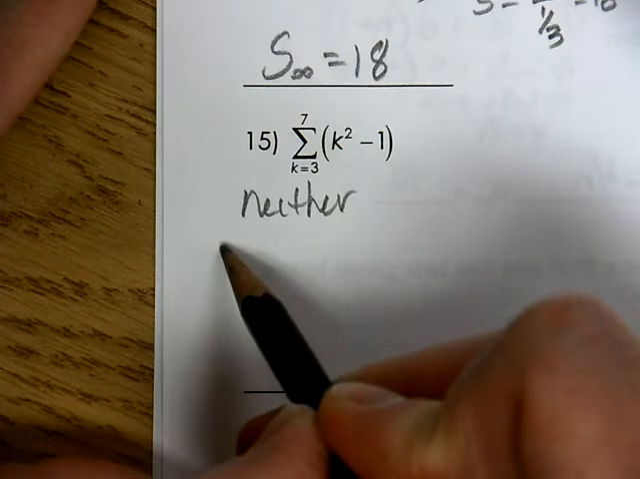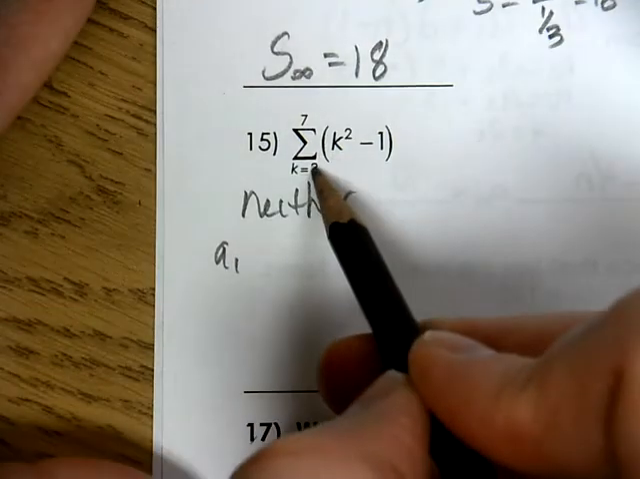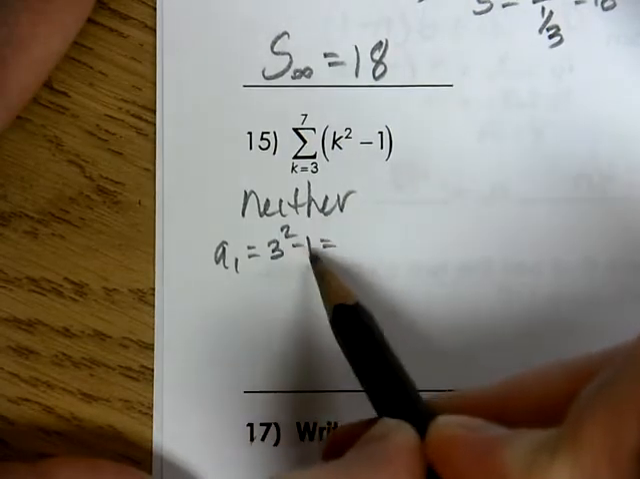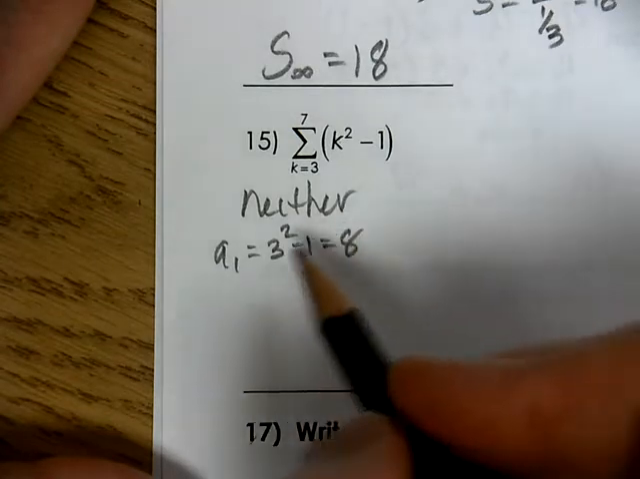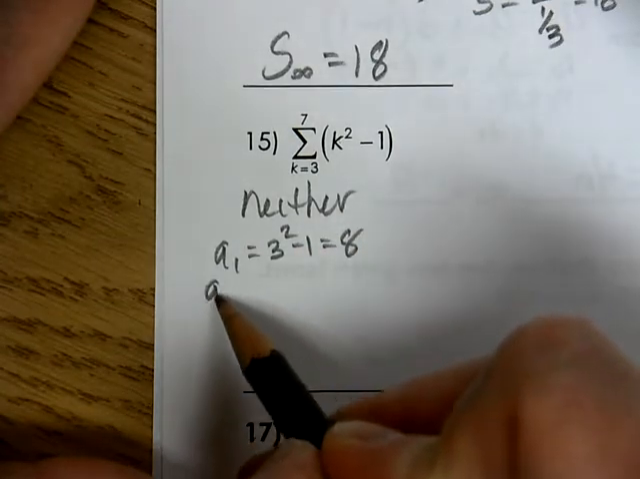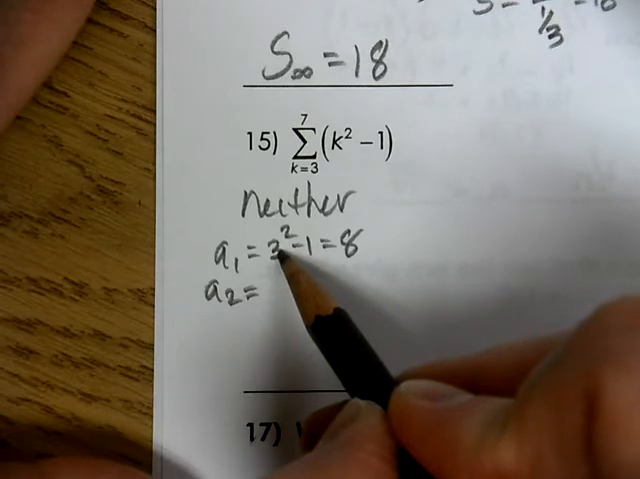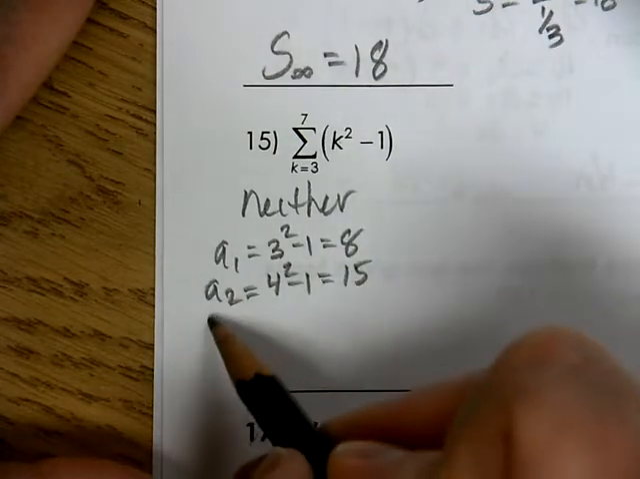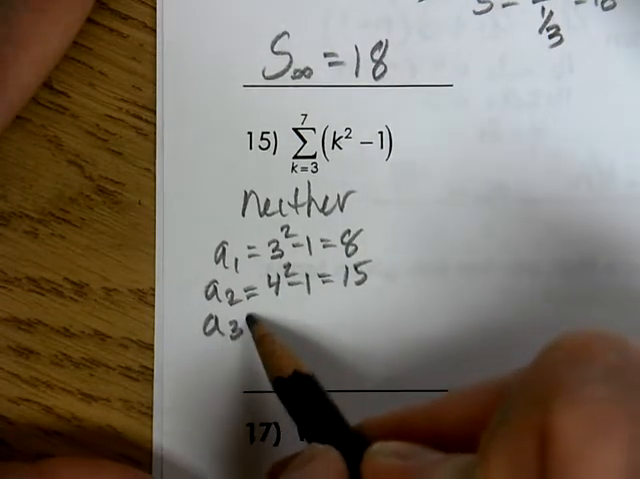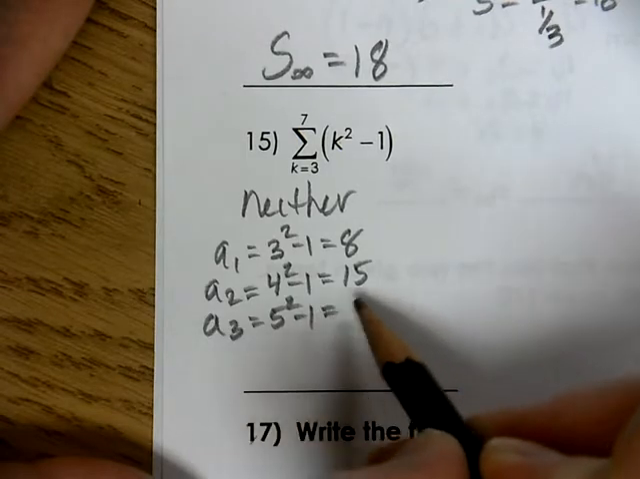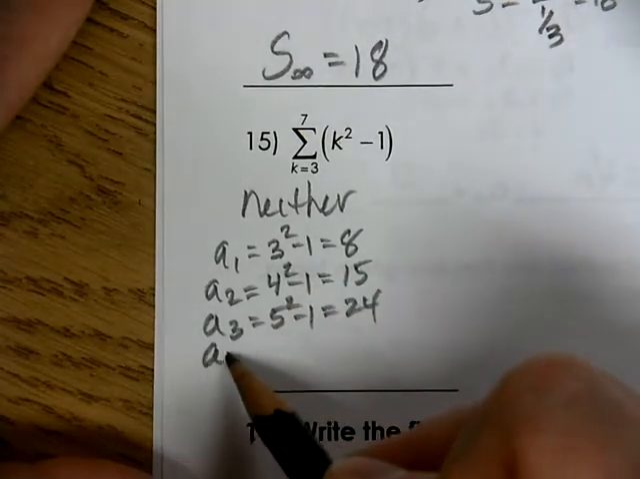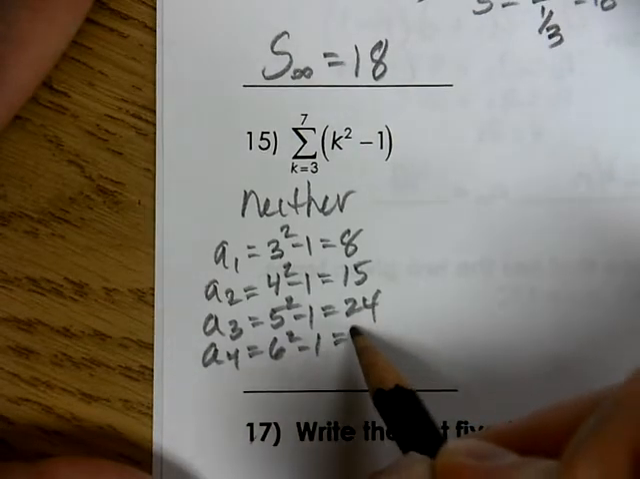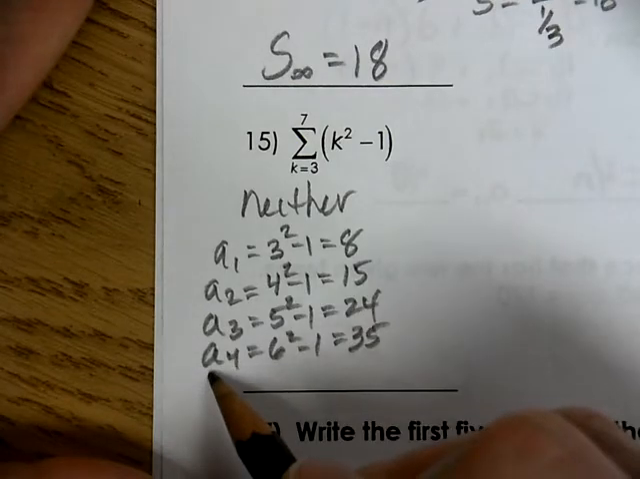We're going to find a of 1, our first term, by plugging a 3 in. So this is 3 squared minus 1. That's 9 minus 1, which is 8. Then we're going to plug in 4. 16 minus 1 is 15. And we'll plug in 5. Plug in 6. Plug in 7.